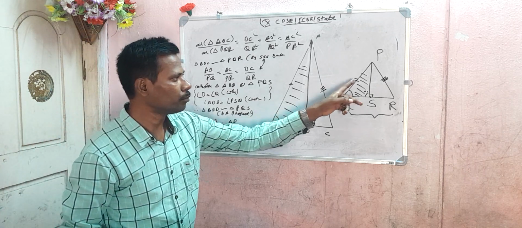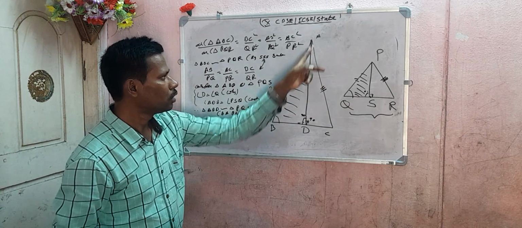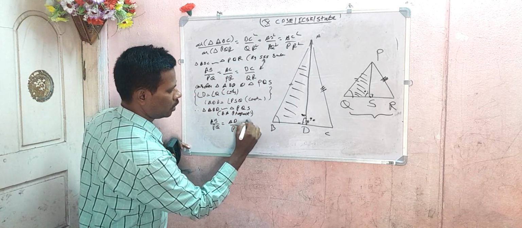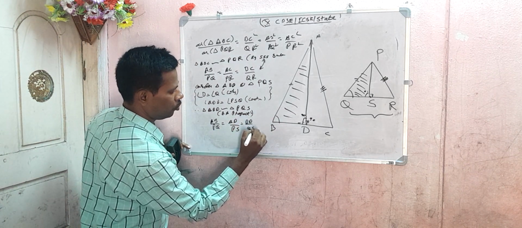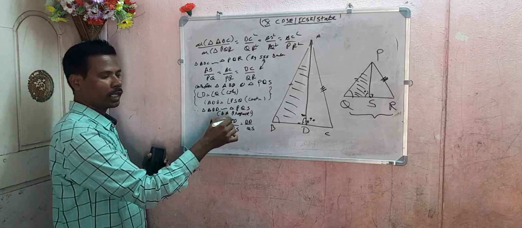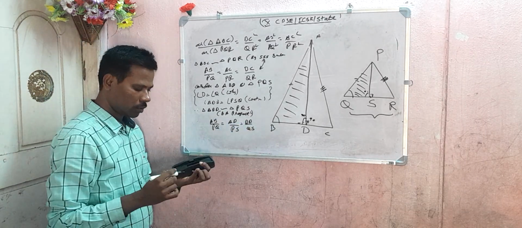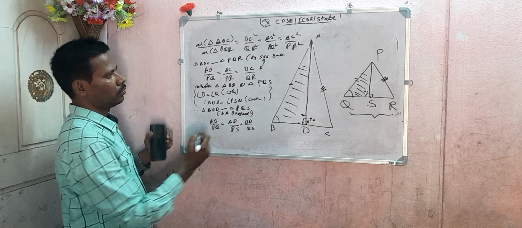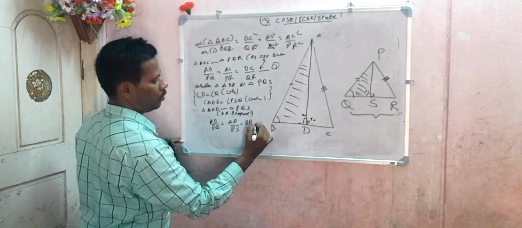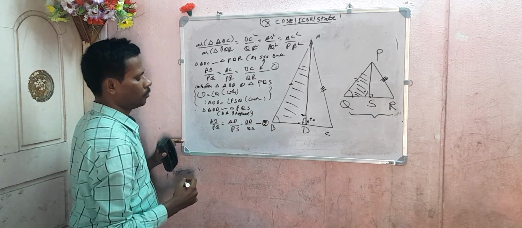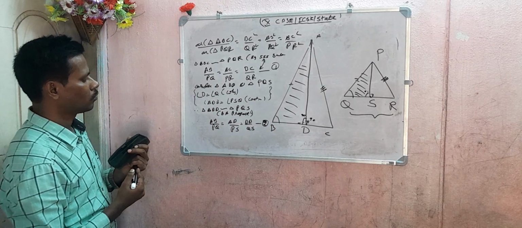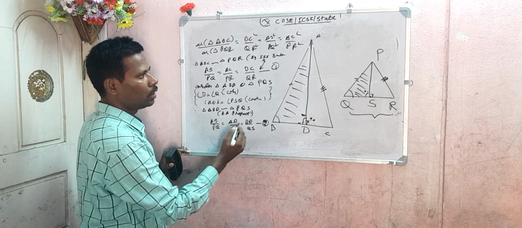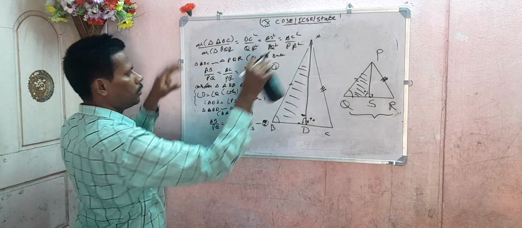AB by PQ is equal to AD by PS, or otherwise you can also write BD by QS, because the triangles are similar, therefore corresponding sides are proportional. Now mark this as 1, mark this as 2. Now I am erasing all this.